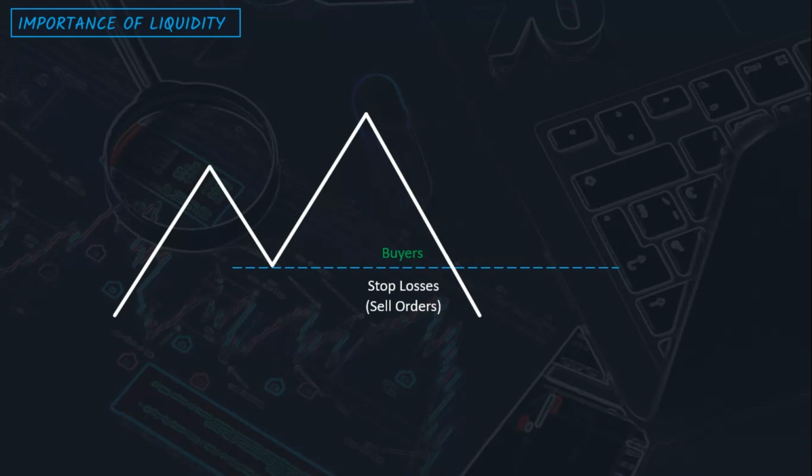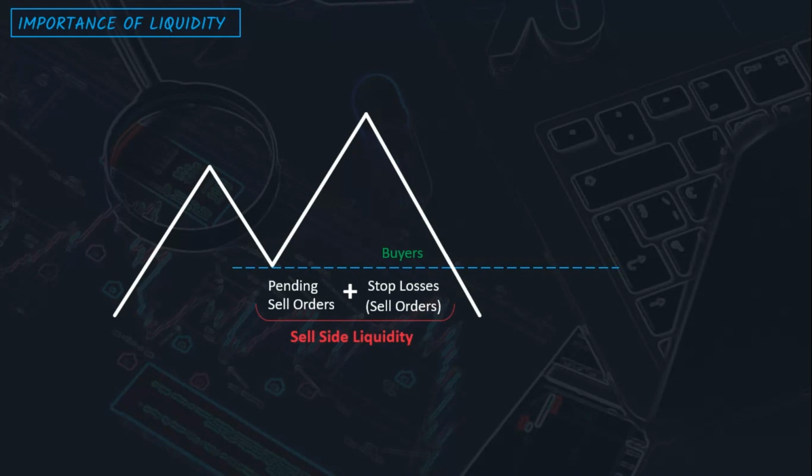Instead, they intentionally move price toward sell-side liquidity, where a large cluster of sell orders exists in the form of retail stop losses and pending breakout orders. These sell orders give institutions the liquidity they need to fill their massive buy positions.